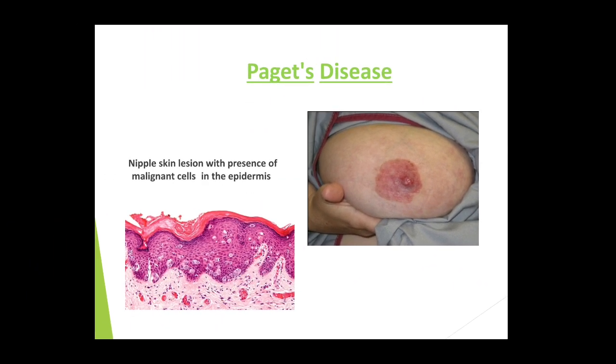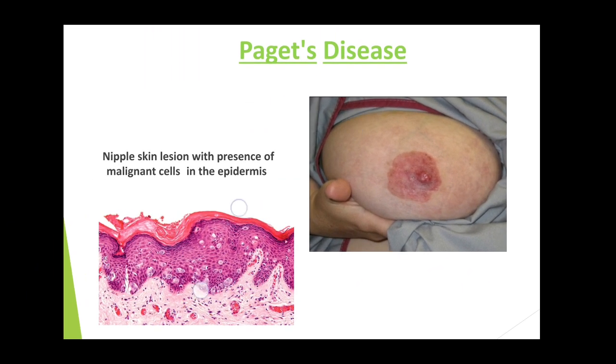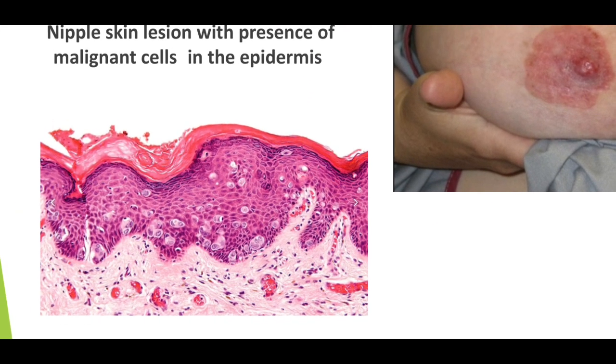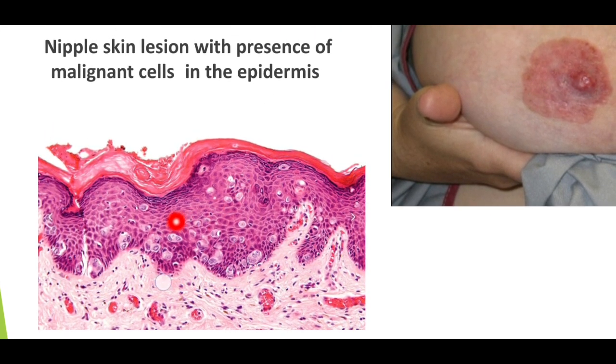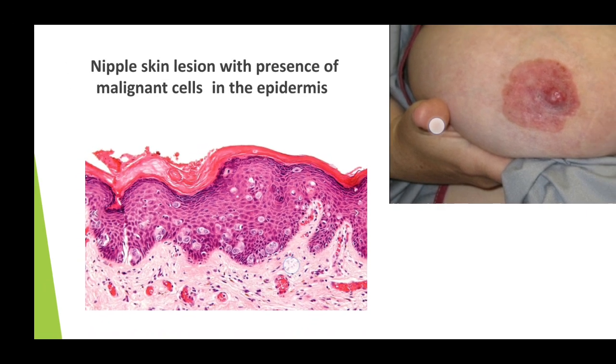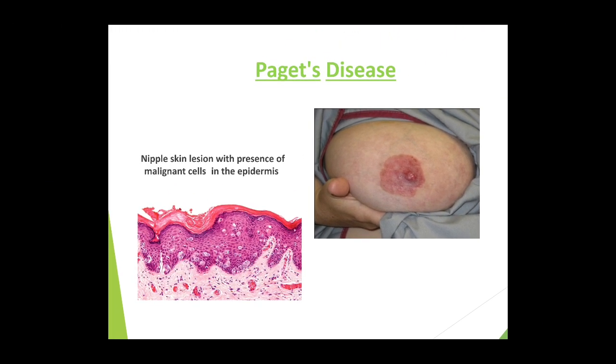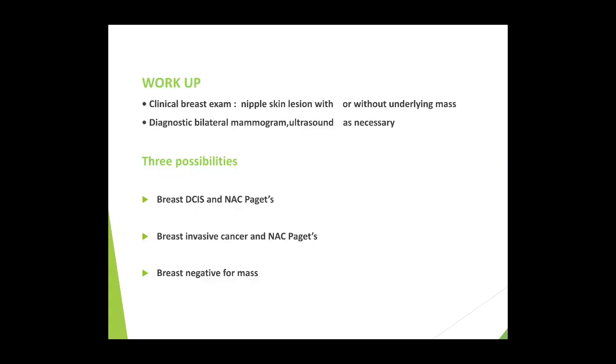The definition of Paget disease depends on the presence of malignant cells in the epidermis layer of the skin. When we see malignant cells in the epidermis layer, this diagnoses the presence of Paget disease. While if there are malignant cells in the dermis, this is not Paget disease. So by its definition, it is characterized by the presence of malignant cells in the epidermis layer of the skin of the nipple.